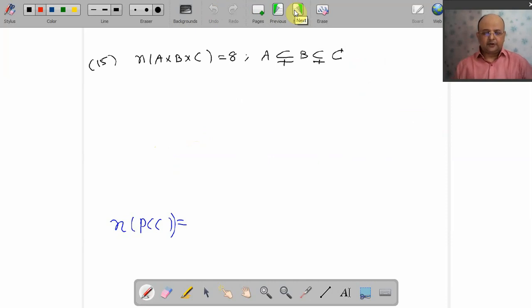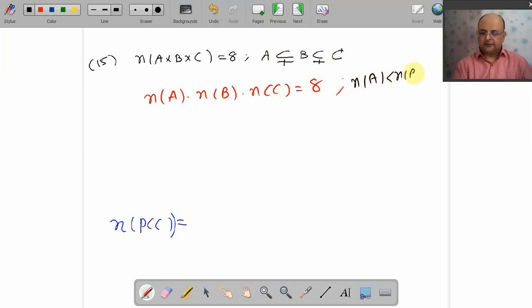n(A) times n(B) times n(C). Our example, you had in your DPP, if you recall, n(A) into n(B) into n(C) is equal to 8. See, this is the symbol for strict subset. A is a subset of B is a subset of C. That means compulsorily n(A) is less than n(B) is less than n(C). Am I right?